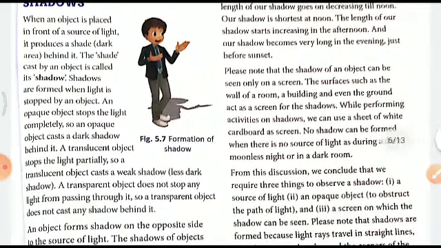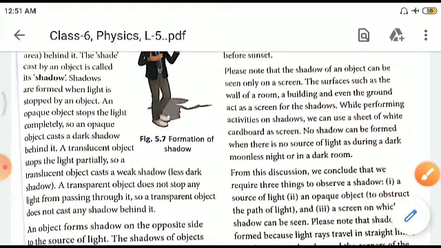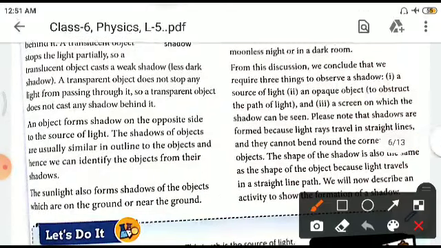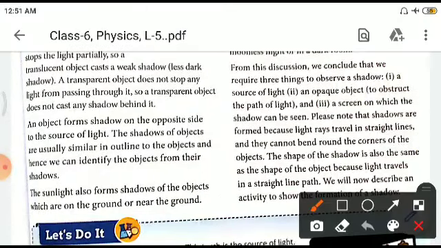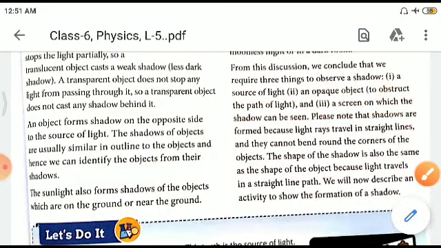Now we must move to this very important part. From this discussion, we can conclude that we require three things, children. This is very, very important. We require three things for the formation of shadow. What are these three things? A, a source of light. B, an opaque object to obstruct the path of light. And C, a screen in which the shadow needs to be formed, right? If any of these three is not there, then the shadow will not be formed, right? Okay.